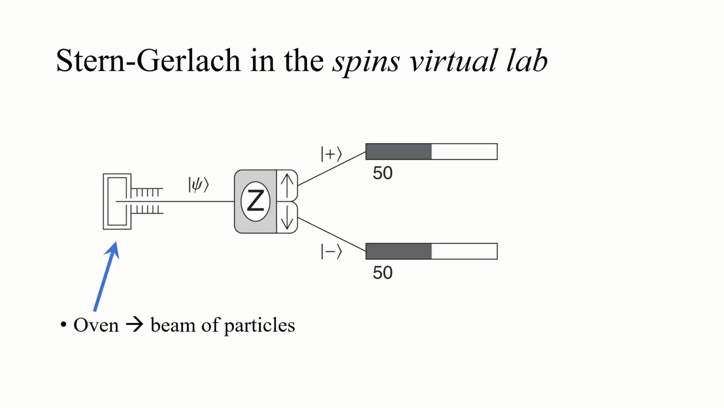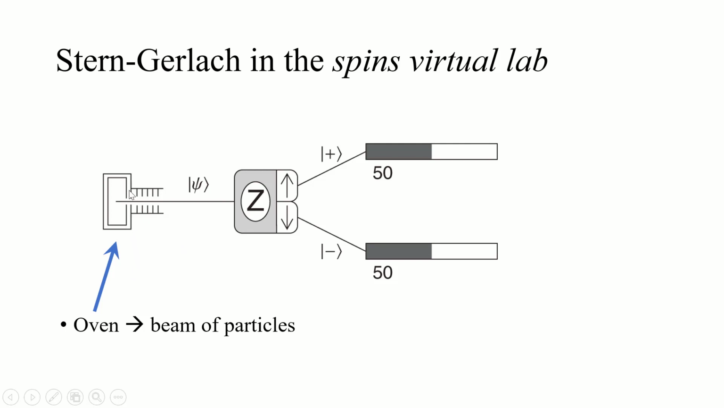In the meantime, we'll just walk through it. So this is what the Stern-Gerlach experiment looks like in the SPINS virtual lab. It takes away all the complexities of creating a magnetic field gradient and just gives the core concepts that are needed.